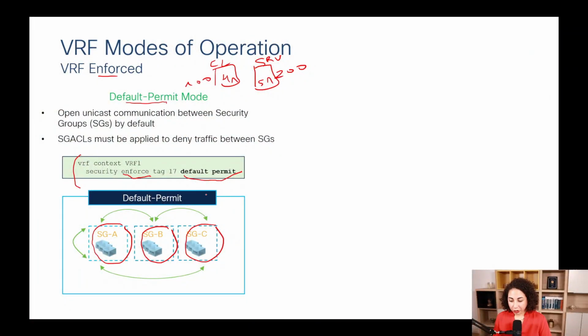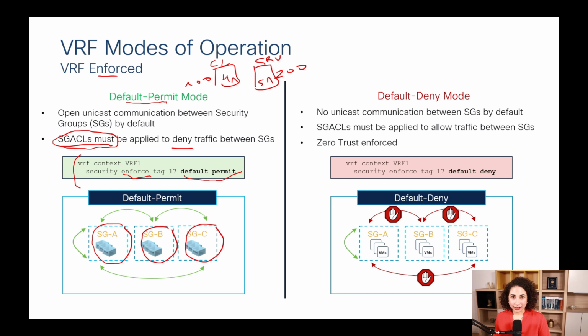It means that, as a consequence, if we want a specific type of traffic to be denied, then we need to configure specific SG-ACLs. So by default, it is open bar between all the SGs. If we want to deny some specific traffic or apply some specific things on it, we need to configure those SG-ACLs. Now, I'm sure that you guessed it. What is the behavior for the default deny? It's the same idea with the opposite philosophy.